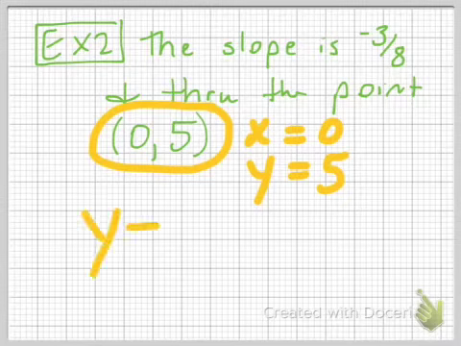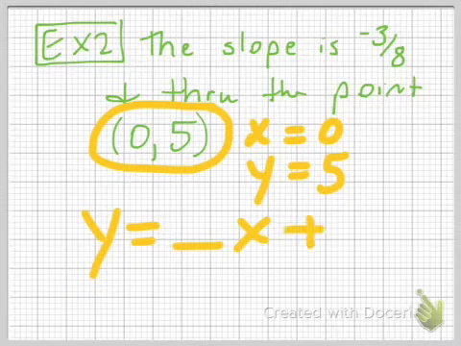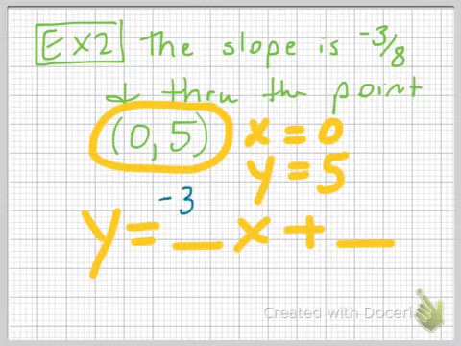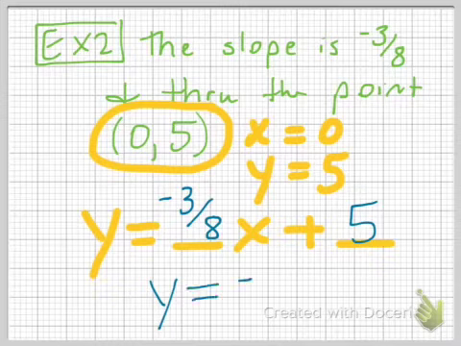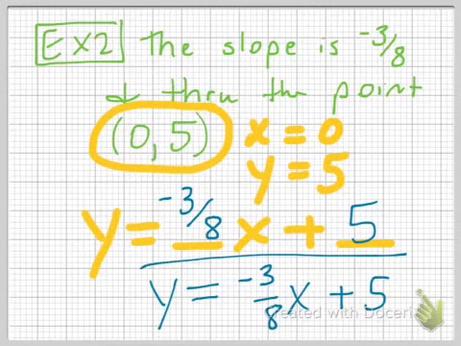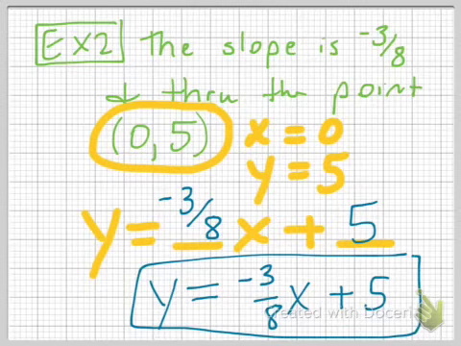So we really got more information here than we thought when we first read the problem. But we begin by writing y equals blank x plus blank, and we then record the slope in front of x, and our slope is negative 3/8, and the y-intercept in the blank after the x term, the added or subtracted, and it will be added in this case because 5 is positive. So our equation that we write as our final answer in prettiest form is y equals negative 3/8 x plus 5.